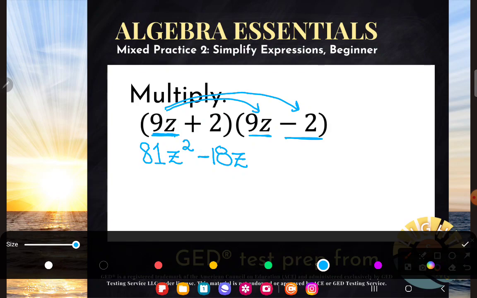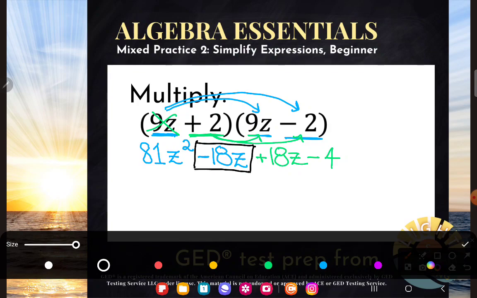Wonderful. We finished passing out the first term. Now it's time to pass out the second term, a positive 2. So positive 2 times 9z, and yes, I read that as positive 2 when I'm multiplying. Positive 2 times 9z is positive 18z, and then positive 2 times negative 2 is negative 4 or minus 4. And now I did do my multiplication, but now as it turns out, there is some addition, subtraction I can do. After multiplying, I do see some like terms.